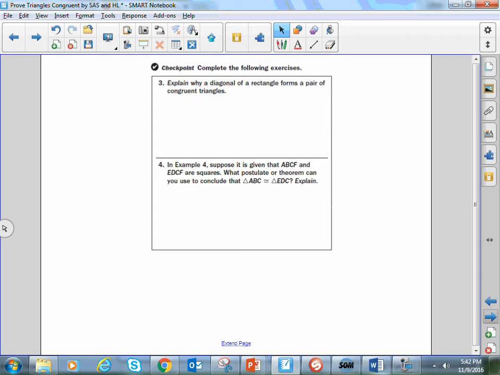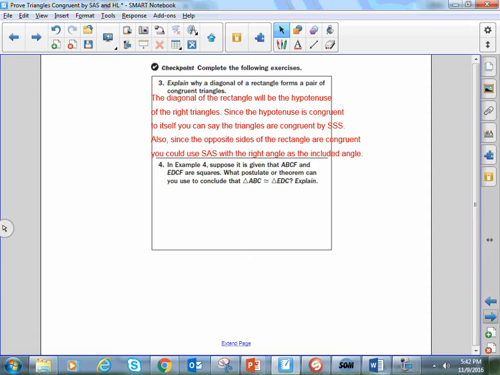All right, so let's take a look at number 3 here. Explain why a diagonal of a rectangle forms a pair of congruent triangles. The diagonal of a rectangle is essentially the hypotenuse of a right triangle. And since the hypotenuse is congruent to itself because it's shared between the two triangles, we could say that the triangles are congruent by side-side-side. But because the right angle is in between the two legs of the right triangle, we could also use side-angle-side, as the right angle is the included angle.